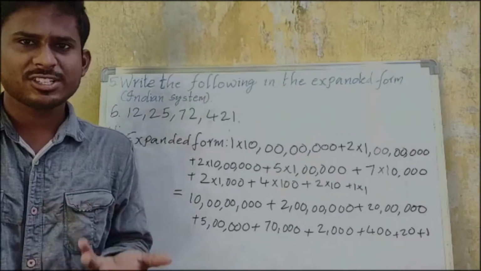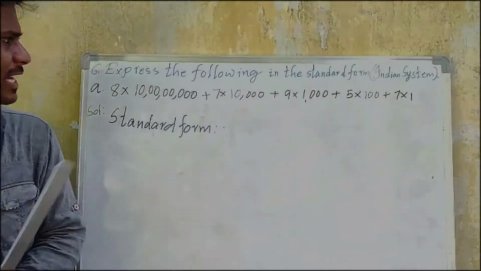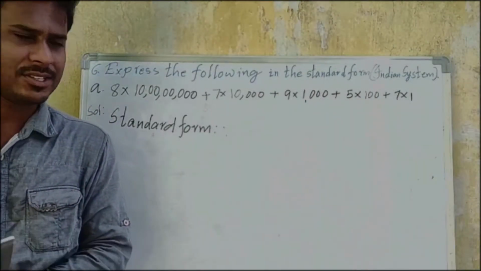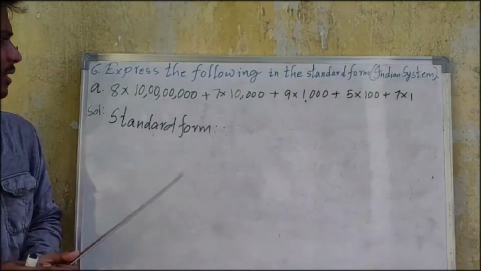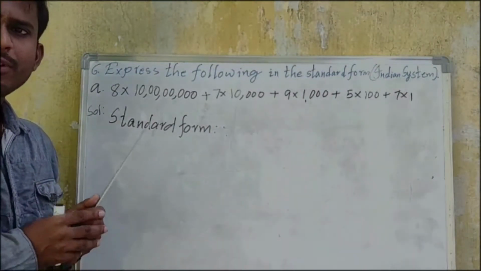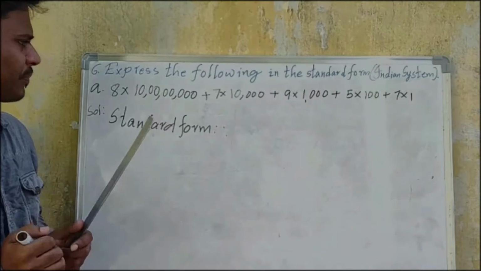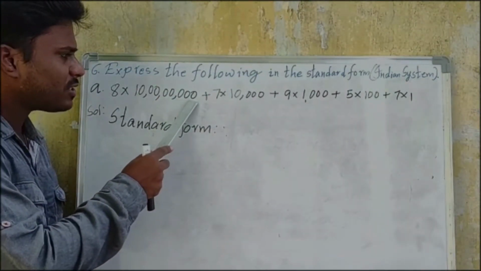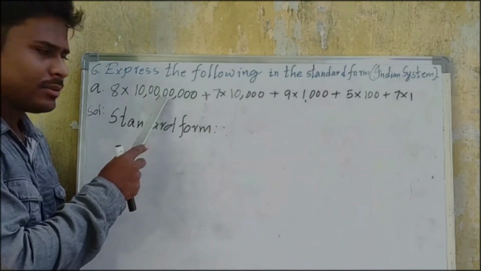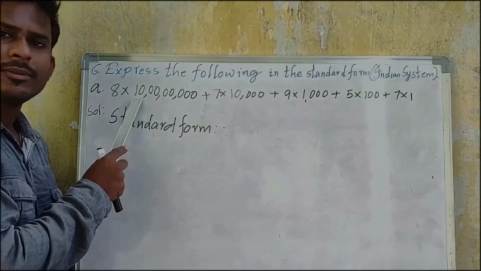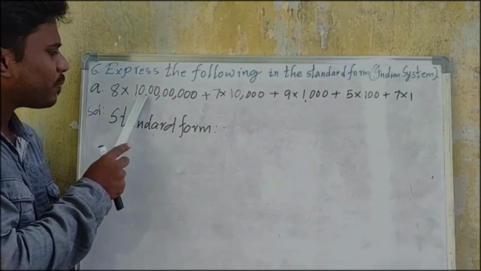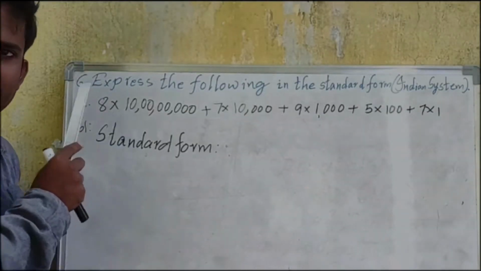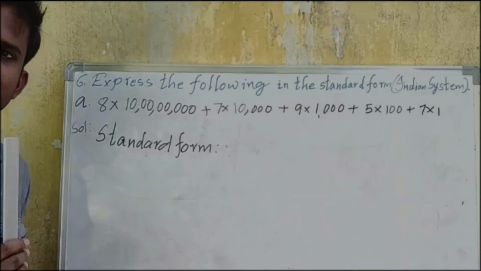Let us go for the 6th bit. Now 6th bit. Express the following in the standard form, Indian system. So they have given the expanded form. We have to write it in the standard form. Okay. First let us find the highest place here. See, ones period, thousands period, lakhs period, then crores period. In the crores period, which places do we have? 10 crores place we have. So the highest place is 10 crore.